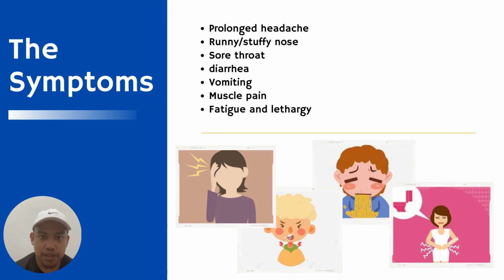What are the symptoms of the Delta variant? The symptoms of the Delta variant are prolonged headache, runny or stuffy nose, sore throat, diarrhea, vomiting, muscle pain, and also fatigue and lethargy. So, if we or a relative have these symptoms, then we need to immediately inform the health workers so that this epidemic can be stopped and not spread.